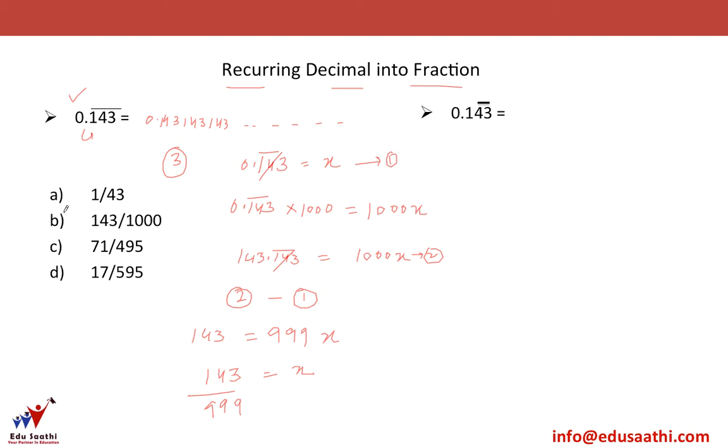So the correct answer option has to be option B here. This is not 1000. This will be 999. I'm sorry for the incorrect answer options. Now let's solve for this.